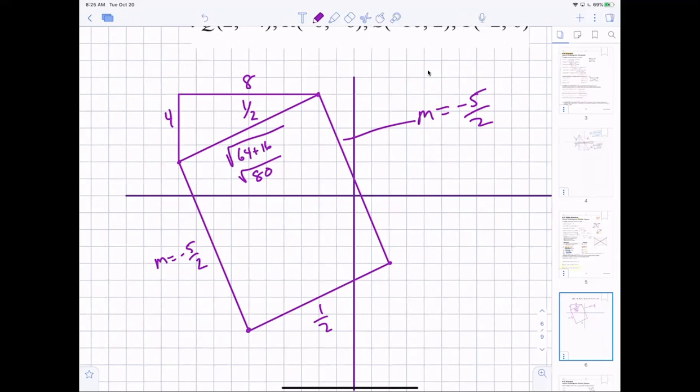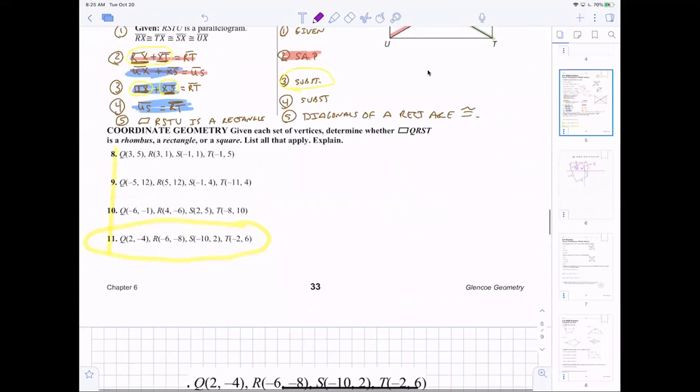And then from here to here, that's 4, 10. Does everybody agree that's the square root of 116, right? Yeah, so that was a bad one. So it's not a rhombus, it's not a rectangle, it's not a square, so it's just a parallelogram.